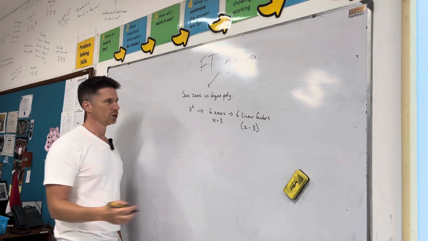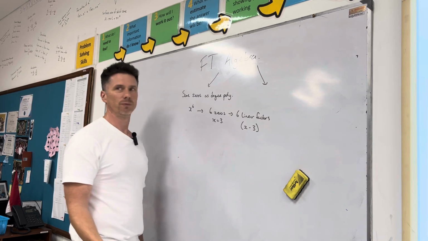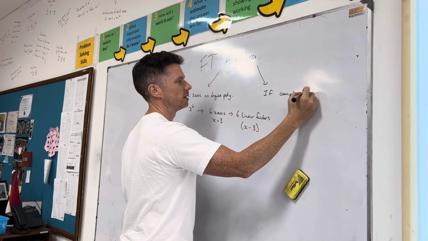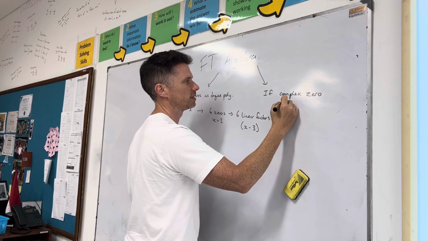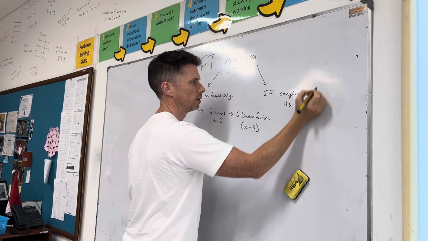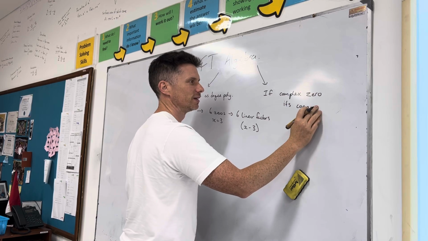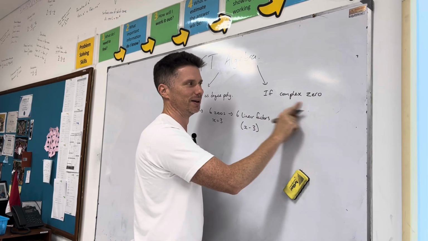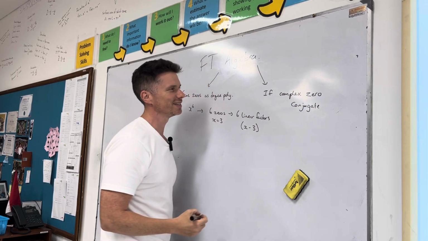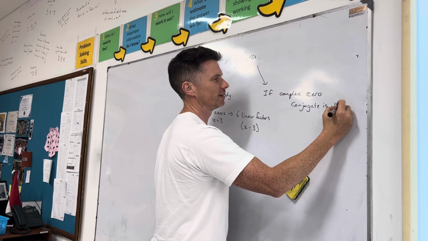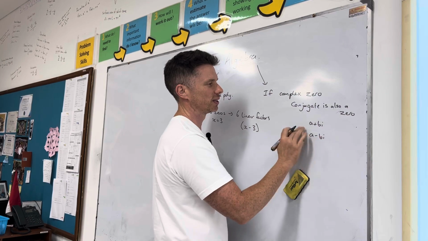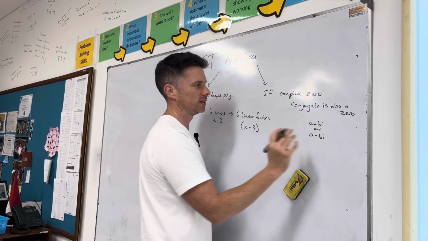The conjugate. So that was the other main takeaway: conjugates come in pairs. If we have a complex zero or root, its conjugate is also a zero. I just wrote a plus bi is a zero. So a plus bi and a minus bi are zeros.